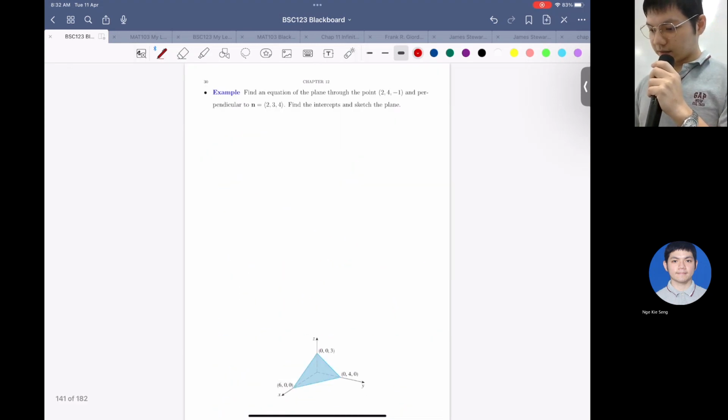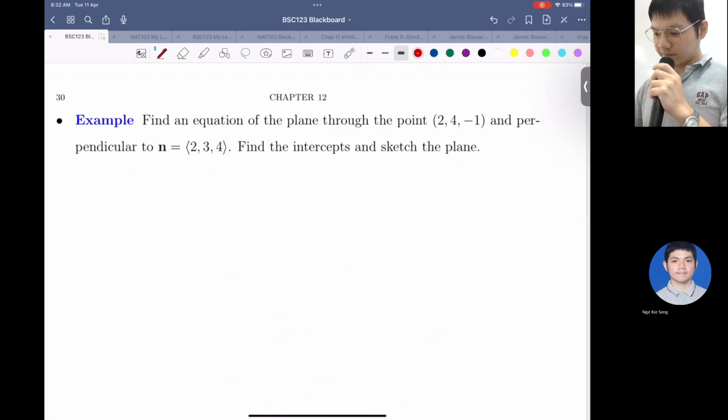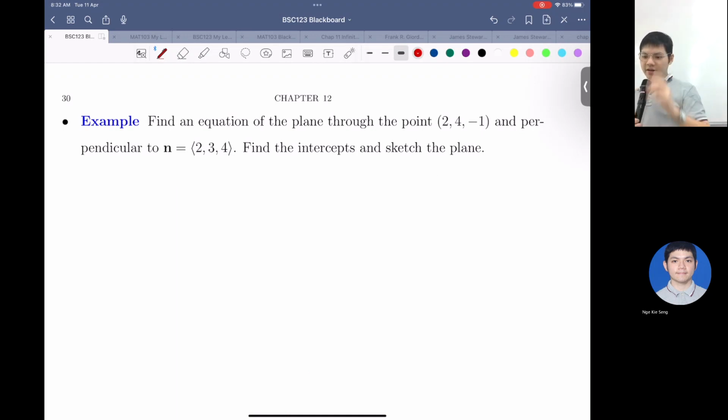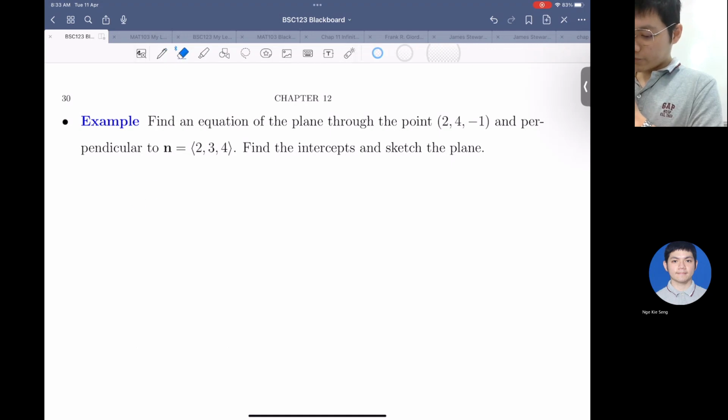So let's try some examples. Find an equation of the plane through the point (2, 4, -1) and perpendicular to the given vector. This question tells you exactly the information you need. It tells you a point on the plane and a normal vector. So first you bring out the equation of the plane.